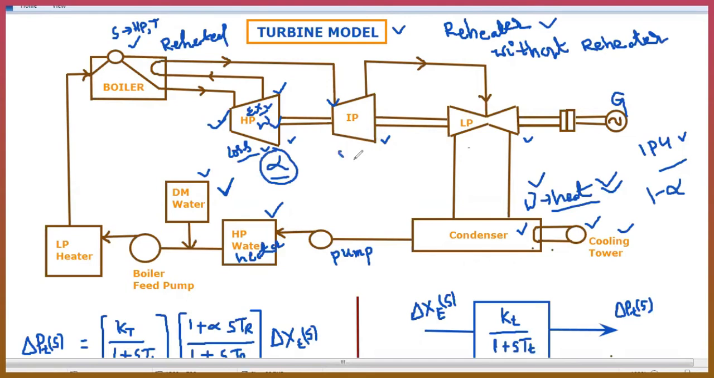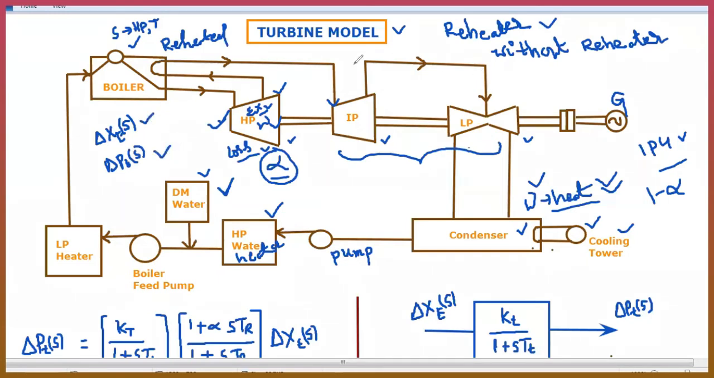Now the rating of the HP and LP stage turbines is 1 minus alpha per unit. In this turbine model, we will relate the changes in the control valve, that is delta XCFS. In the previous case, we discussed the change in position delta XCFS and the output of the turbine, delta PTFS. This turbine model gives the relation between the input to the turbine and the output of the turbine.